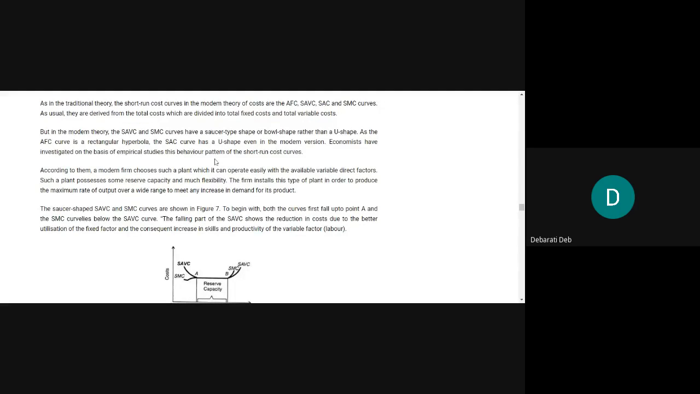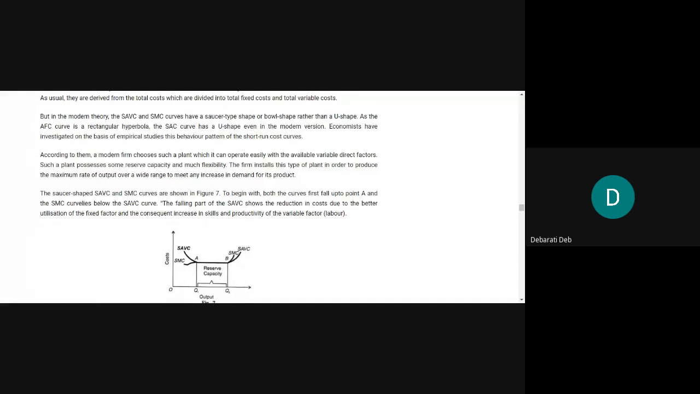According to the economists, a modern farm chooses such a plant which it can operate easily with the available direct variable factors. According to the modern theory, the economists have evaluated that the farms are smarter here, as per the empirical evidences. They will choose such a plant only where it will be able to operate easily with the available variable factors. Such a plant possesses some reserve capacity and much flexibility.